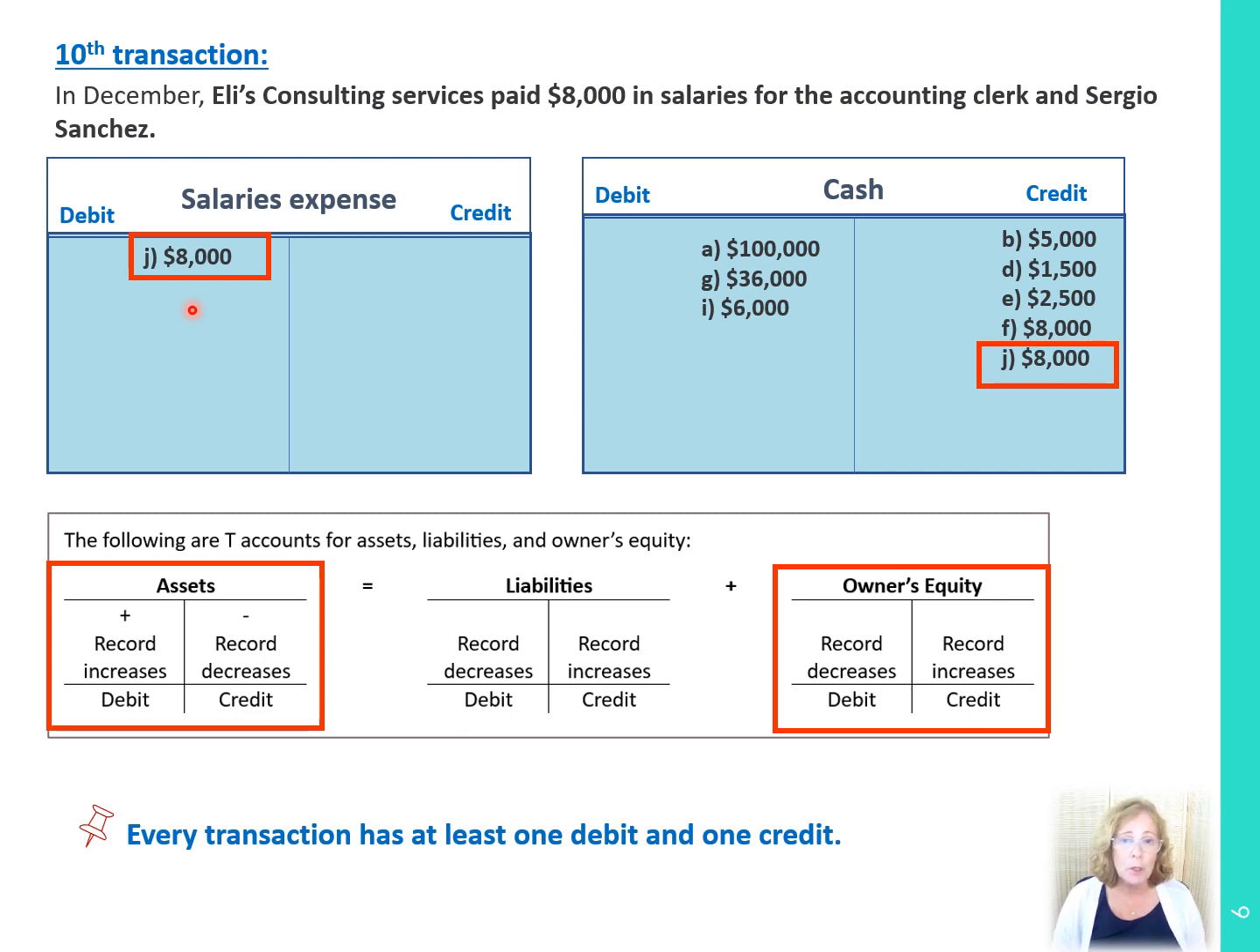As a reminder, all accounting transactions have at least one debit and one credit. And now that we've recorded the debit for this transaction, we need to record the credit. Eli's Consulting paid the salaries in cash, which means that cash decreased. Cash is an asset, and assets decrease with credits. Therefore, we credit cash for $8,000.